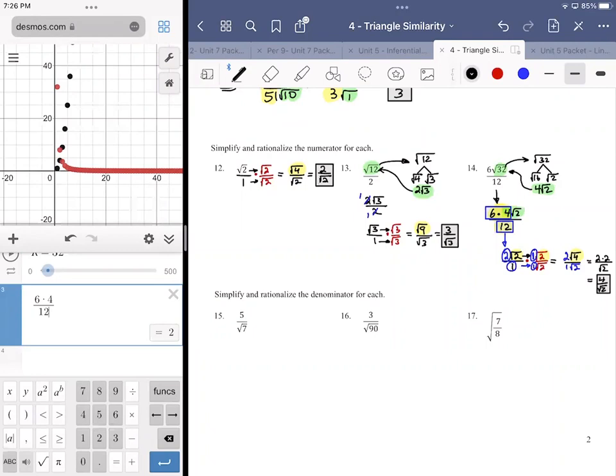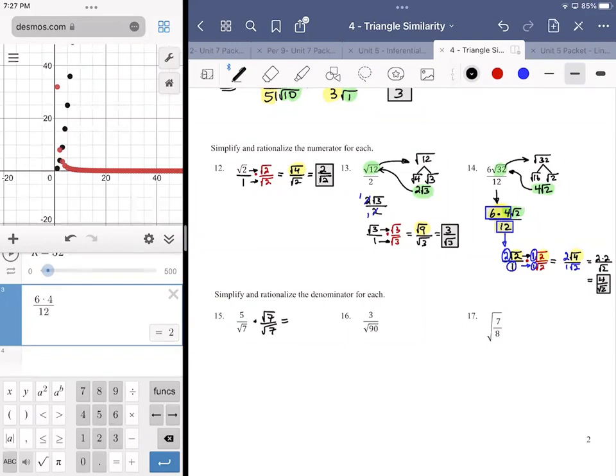Now for 15 through 17, we have those radicals on the bottom. We want to move them out of the bottom into the top. So for the first problem, radical 7 can't be broken down because it's a prime number. Right? If you look at your list, your table of perfect squares, starting at 1, there's no number that's going to divide evenly into 7 other than the 1, right? So we don't have to worry about simplifying, but we do have to rationalize. We multiply top and bottom by the radical we want to get rid of.